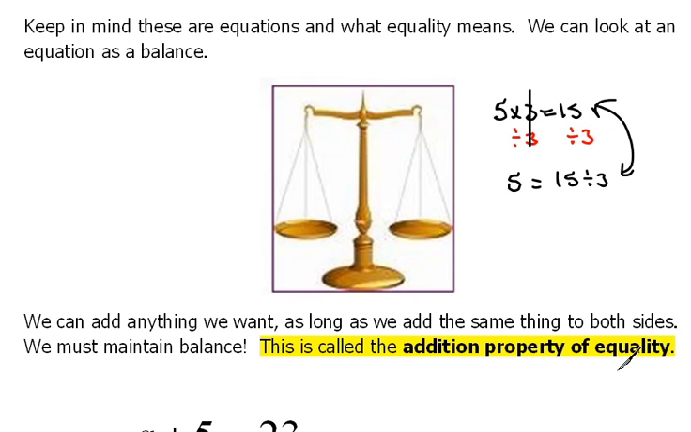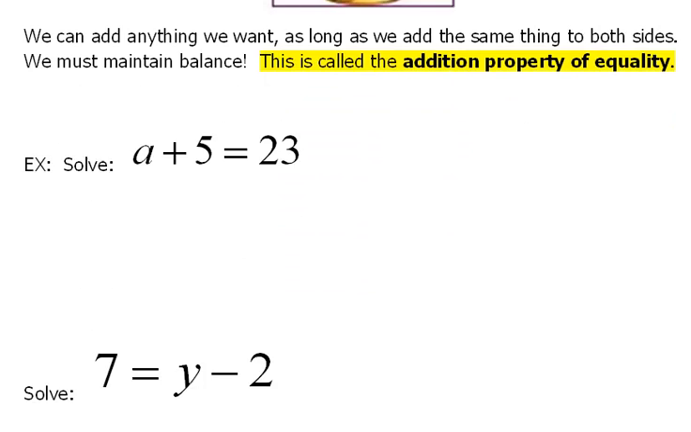This is true in solving any equation. We're going to use this same idea. We can add anything we want to as long as we add the same thing to both sides. You have to maintain balance. Think about this scale balance here. We could put an extra weight on this side as long as we put the exact same weight over here to keep that in perfect balance. This is called the addition property of equality. Let's see how it works.